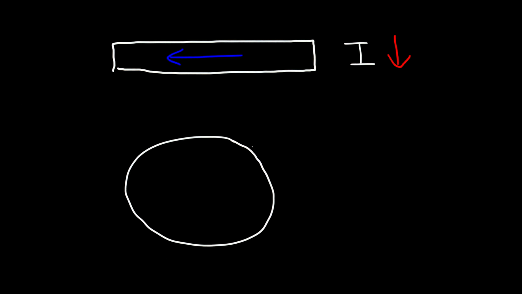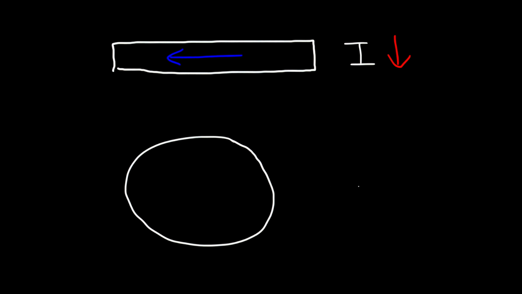Now let's say we have a wire and there's a current traveling towards the left, and that current is decreasing, and we have a circular wire below it. What is the direction of the induced current in the circular wire? Go ahead, pause the video, use Lenz's law to figure it out.